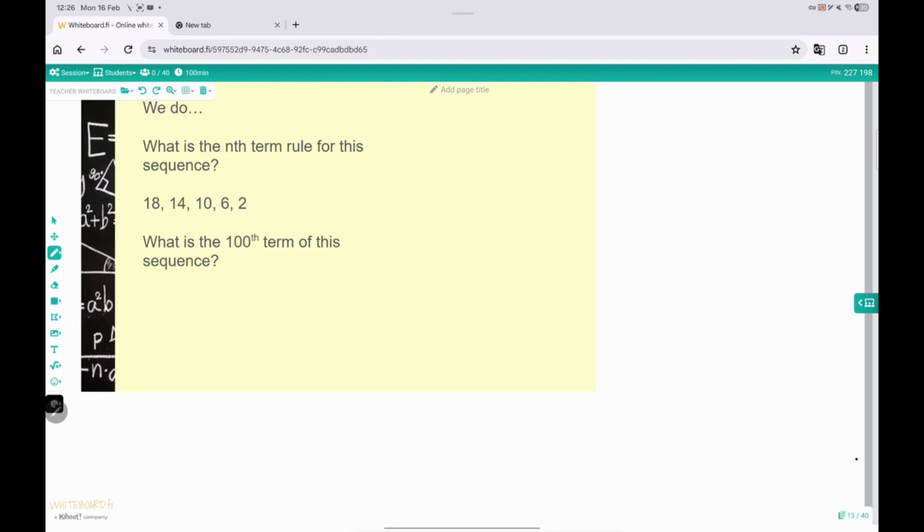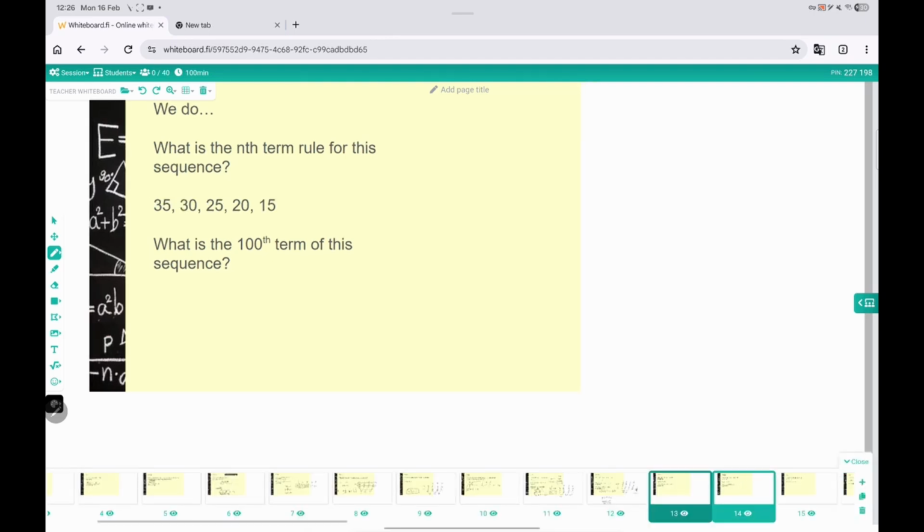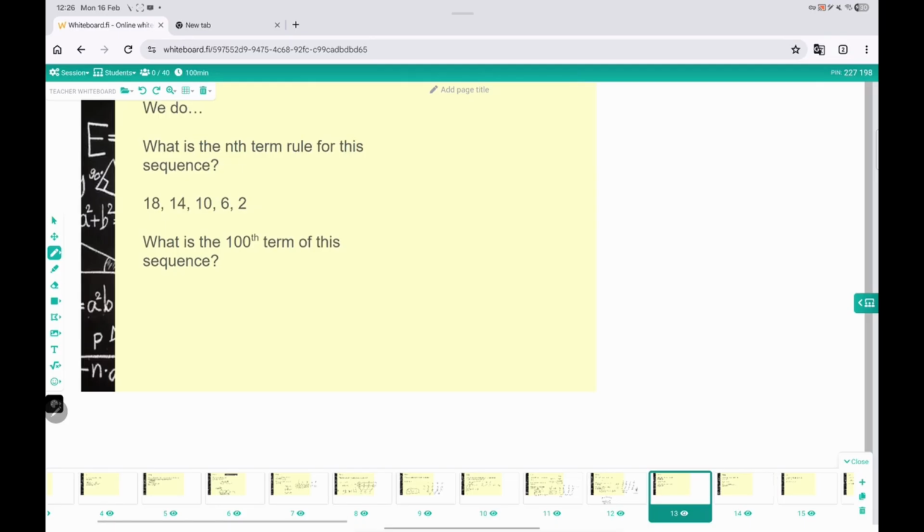Okay, I can't remember if I've given you an extra one to... Yes, I have. Okay, so this is practically the same, but there's a little bit of a twist. This sequence is going down. So we still follow the same steps. We write this sequence out: 18, 14, 10, 6, and we'll stop there.